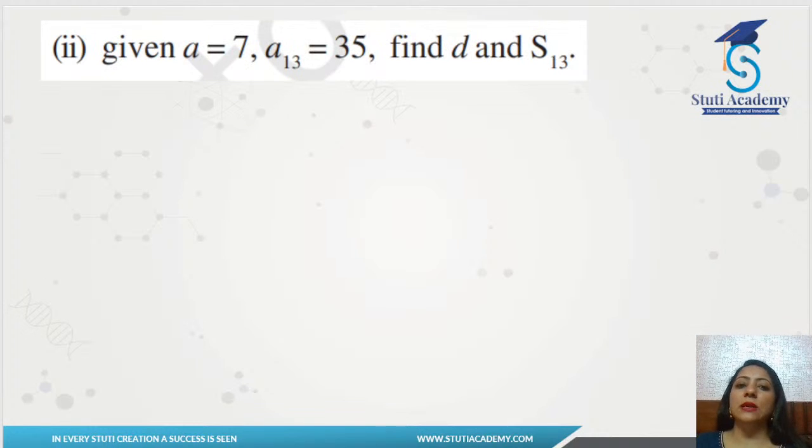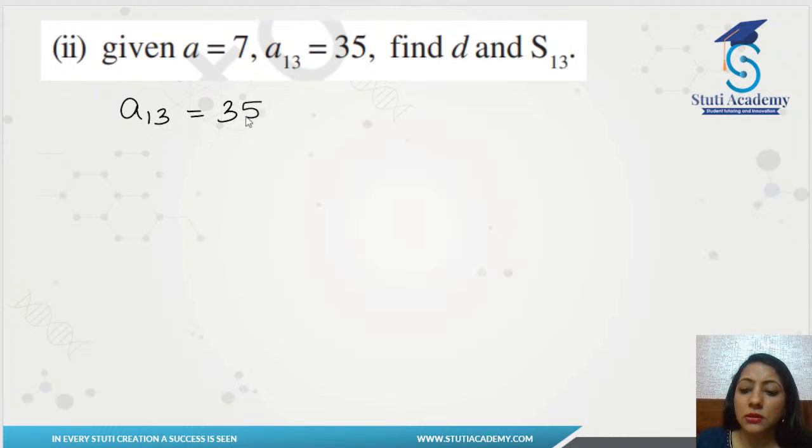Now given A is equal to 7 and we also know A13, that is 35. We have to solve for D and S13. S13 means sum till the first 13 terms of the AP. So we know A is 7, we know A13 is 35. Now please notice A13 is 35. The 13th term is 35. So can I write this as A plus 12D? We can write like this.